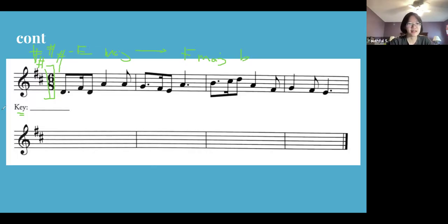D, yeah, D. So it's D major. Spamming all the letters in the alphabet.